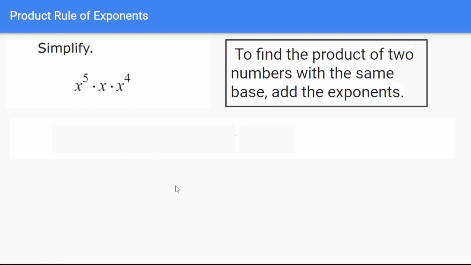We add 5 plus 1 plus 4, but we have to express it as an exponent using the same base. So x to the fifth times x to the fourth is the same thing as x to the fifth times x to the first times x to the fourth. We can add those up, 5 plus 1 plus 4, and that gives you x to the 10th.